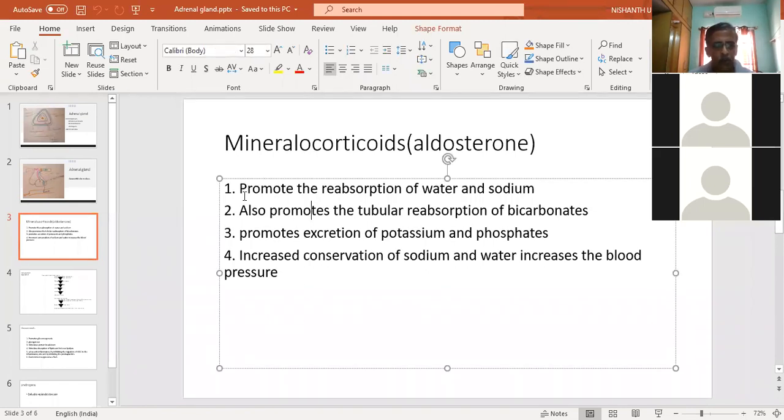So what we say, it promotes the reabsorption of water as well as sodium. So you heard about which one? Nephron. It is concerned with the nephron.